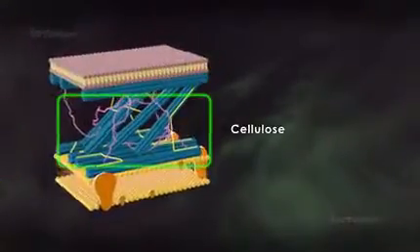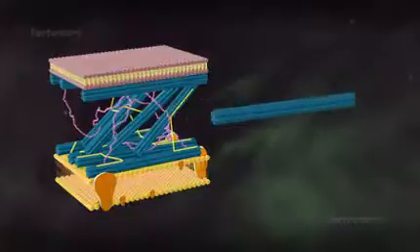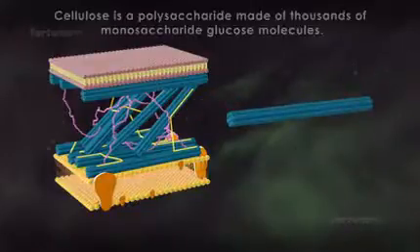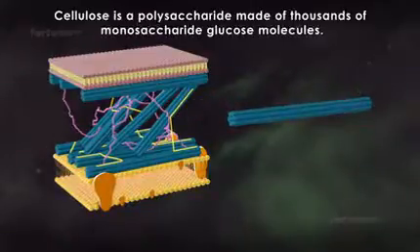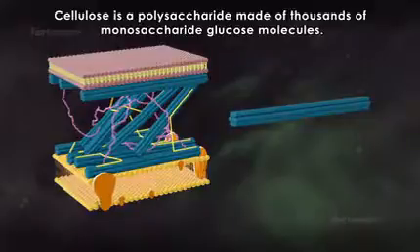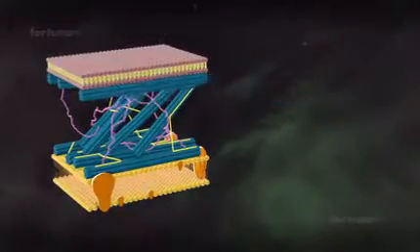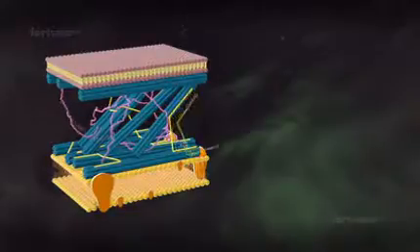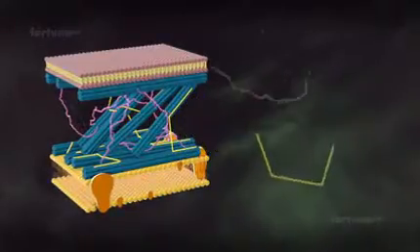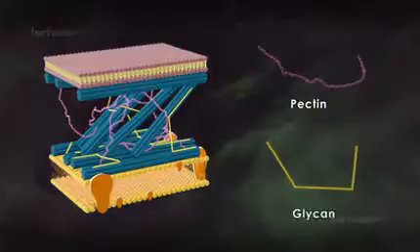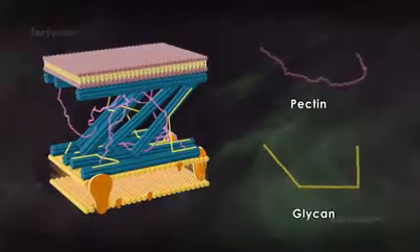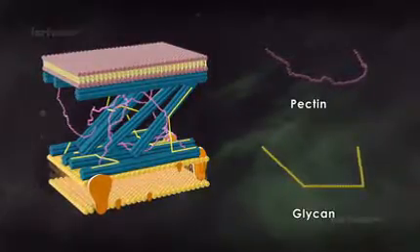The primary wall is composed largely of cellulose in the form of microfibrils. Cellulose is a polysaccharide made of thousands of monosaccharide glucose molecules. The cell wall also contains two other polysaccharides, the pectins and the glycans, which form a network along with cellulose fibrils.